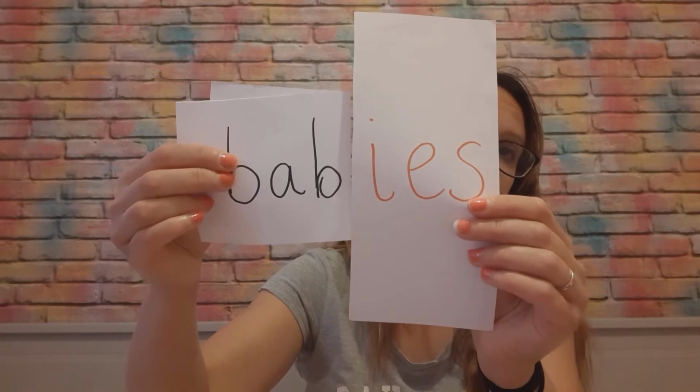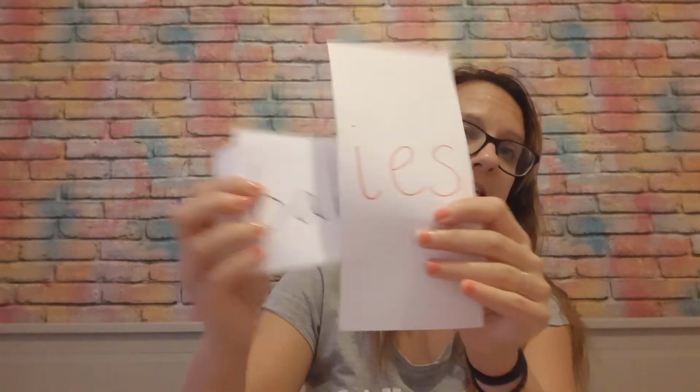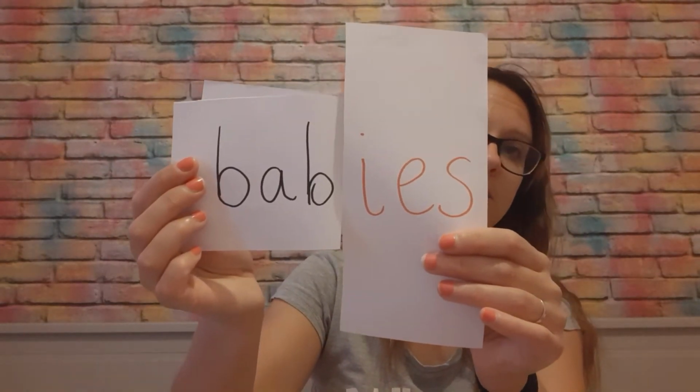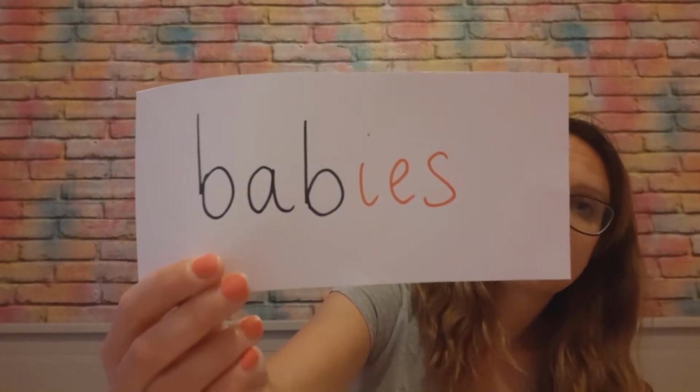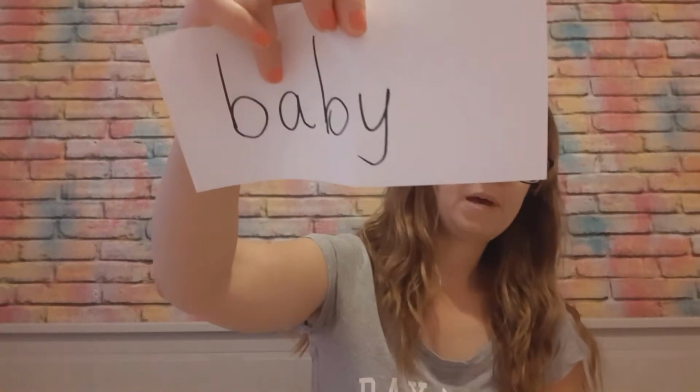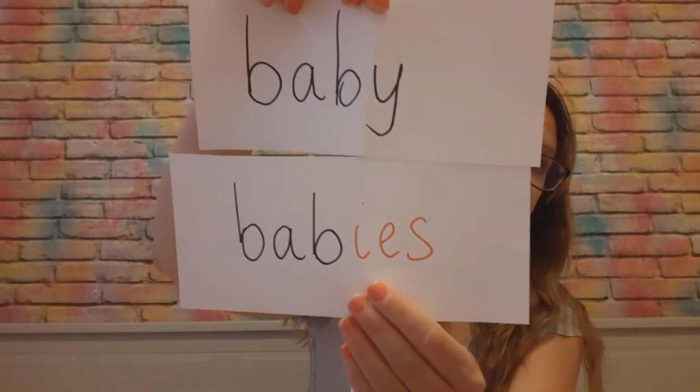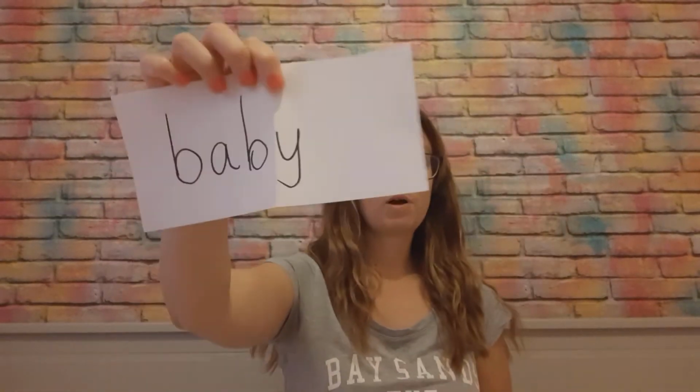Then we add the ES. So we've got this bit here that says ES. So we've got babies. And here it is written all as one word. So we've gone from one baby becomes babies with an I-E-S. It's all about remembering if we've got a Y, we have to drop that Y, add I-E-S, okay?